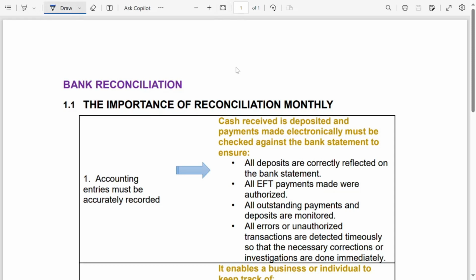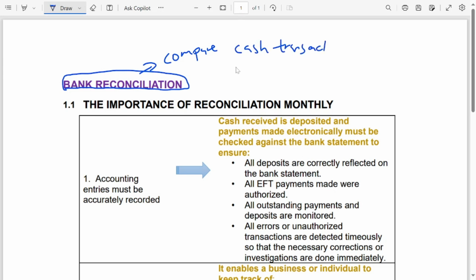So, what is a bank reconciliation? When we're talking about bank reconciliation, it is when we are comparing our cash transactions with the bank statement.